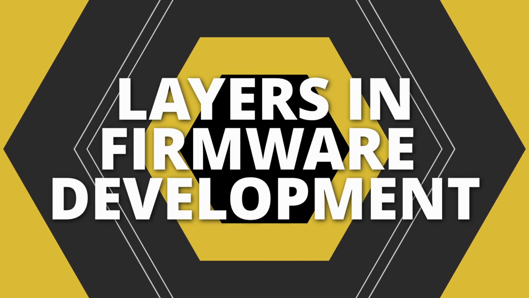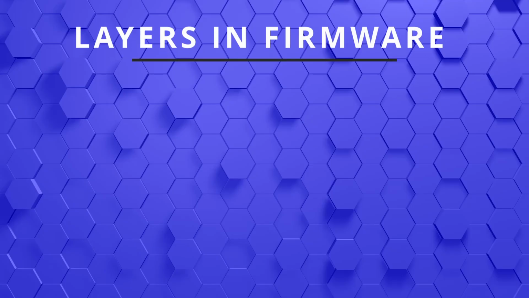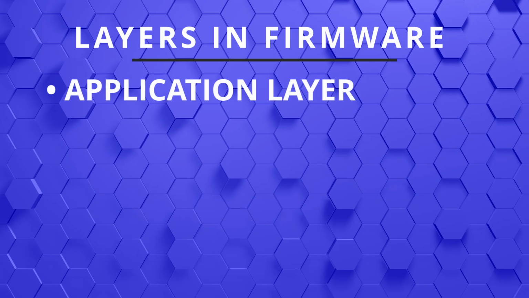Now, when we talk about firmware development, there are three major approaches or layers, depending on how much control and flexibility you need. Let's go through them one by one. First, application layer firmware. At the top level, we have the application layer, also known as the high level firmware. This is where most IoT developers start.